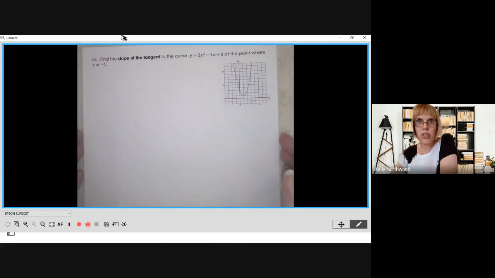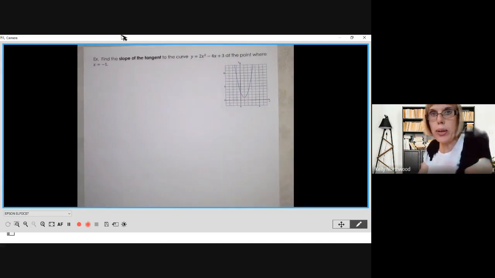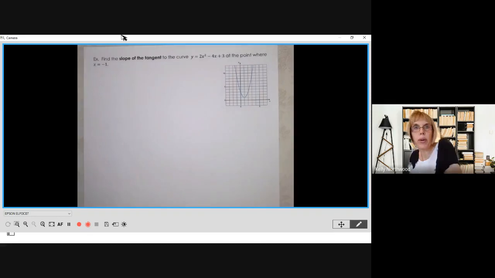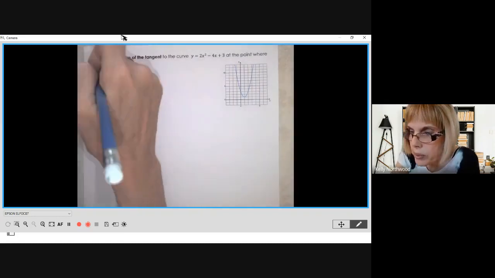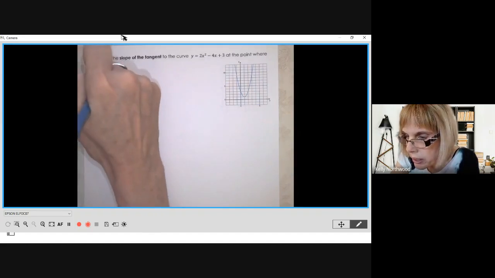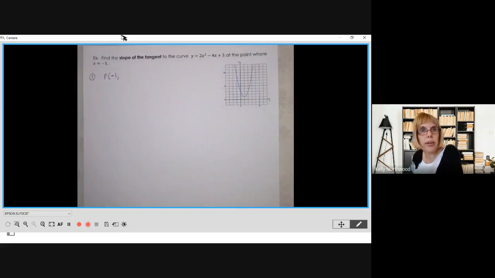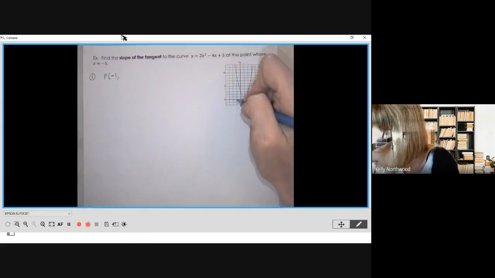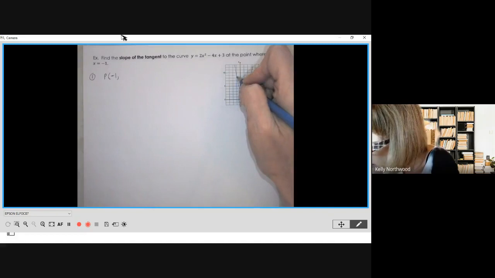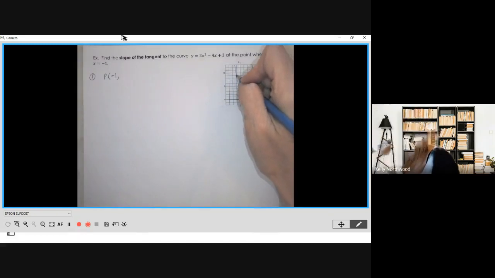Find the slope of the tangent to the curve y equals 2x squared minus 4x plus 3 at the point where x equals -1. So there's a couple of things different from the last two. First of all, it doesn't show you the point on the graph. And it also doesn't give you the y value. So if I'm doing my first part here, I even need to know the y value that goes with x being -1. And I can see up here that it looks to be 9.